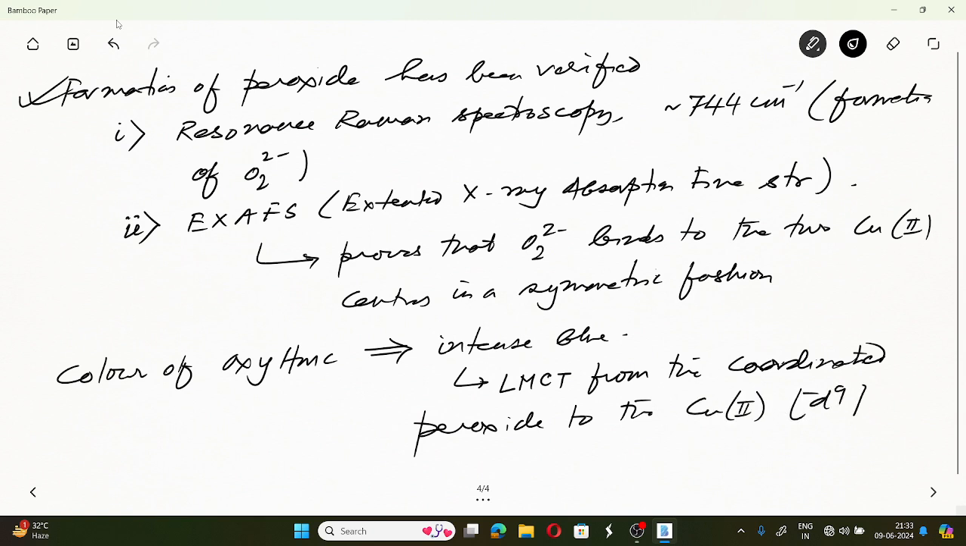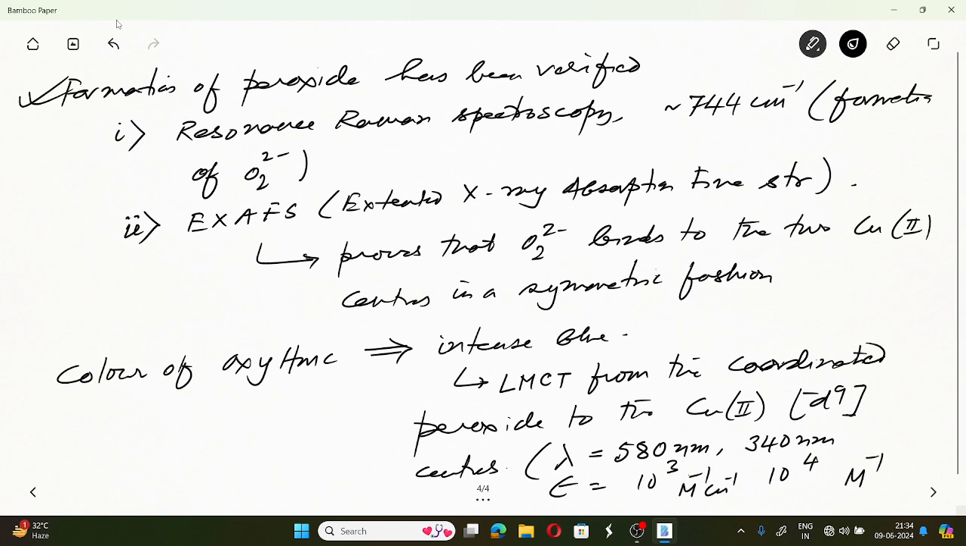Now these copper 2 centers are d9 systems. So in a d9 system, will there be no dd transition? Yes, there will be dd transitions, but the color of the dd transition will be masked by that of the charge transfer transition. dd transition will be there, but here you will find that the absorption shows two bands, one at 580 nanometer and the other one at 340 nanometer. The epsilon value is of the order of 10 to the power 3 for one and 10 to the power 4 for the other, in M inverse centimeter inverse. So the color is quite intense.